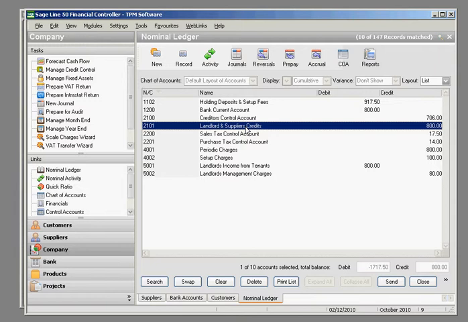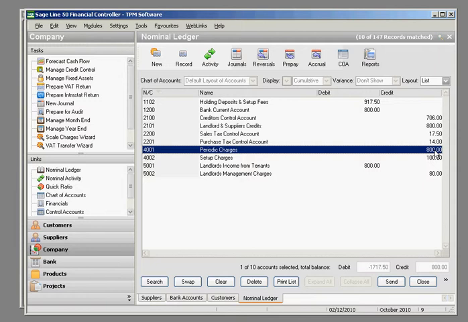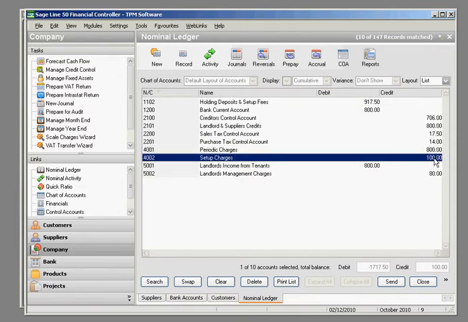The landlord and supplier's credits is like that because the landlord would be anticipated to realise the full amount of the money, which was £800, but of course we have charged them a management fee, which makes it £706. The management fee VAT is £14. Periodic charge, which goes into the sales ledger, and the setup charges of net £100.